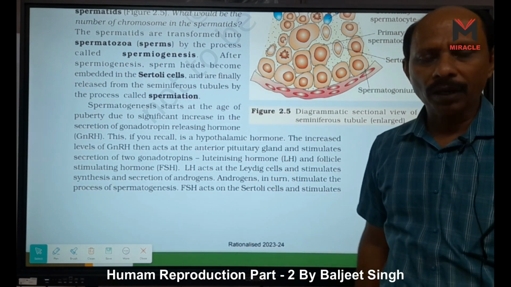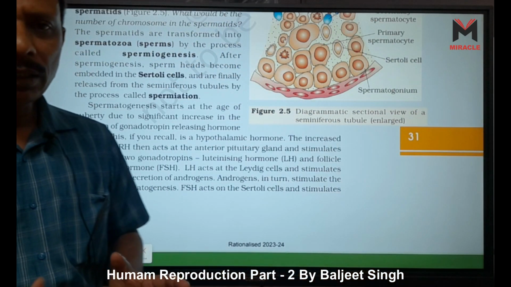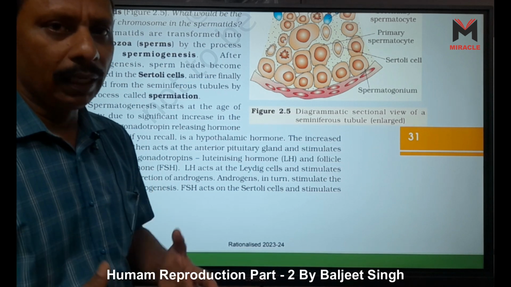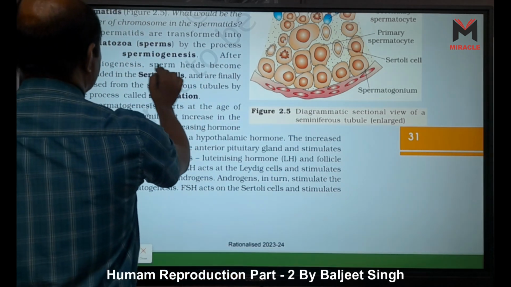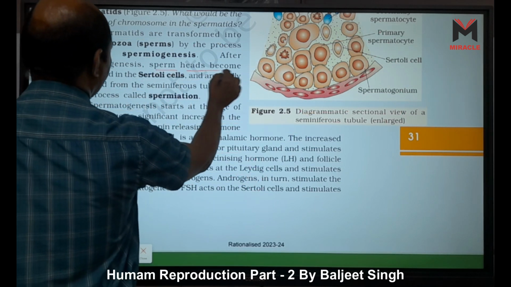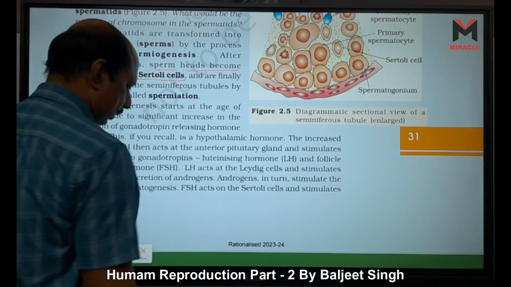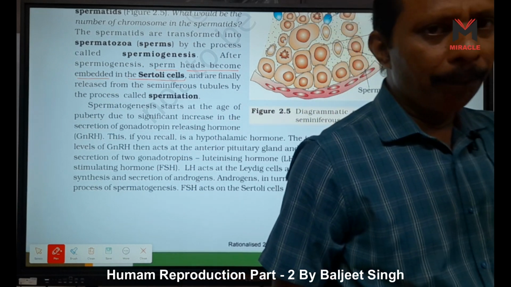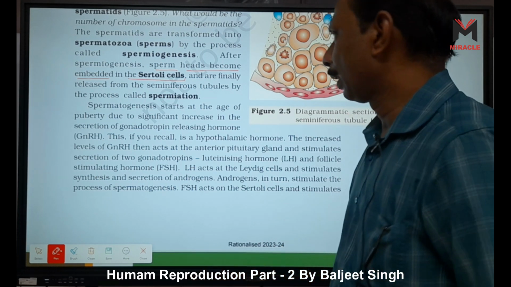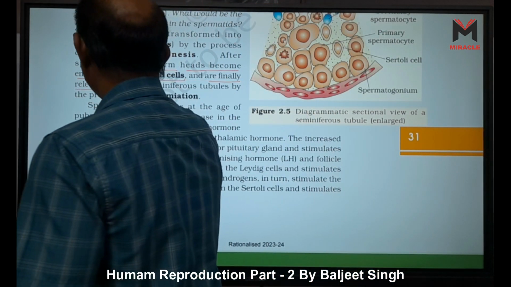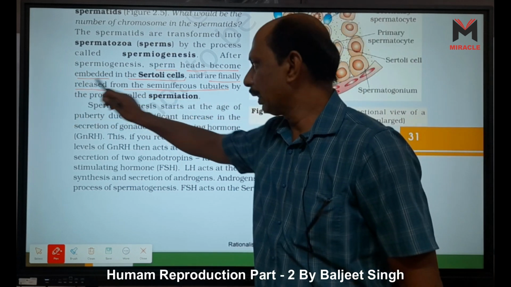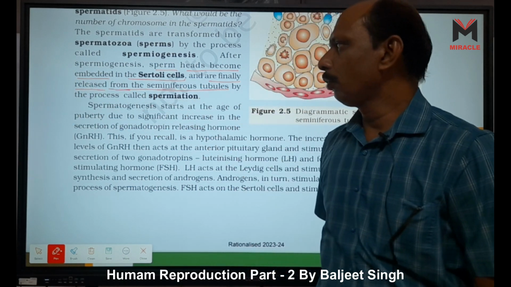After spermiogenesis, after the transformation of spermatids into spermatozoa, because it develops a tail, it can move. What happens? The sperm head becomes embedded in the Sertoli cells. Why is it embedded in the Sertoli cell? To get nutrition, right? And they are finally released from the seminiferous tubules, right?